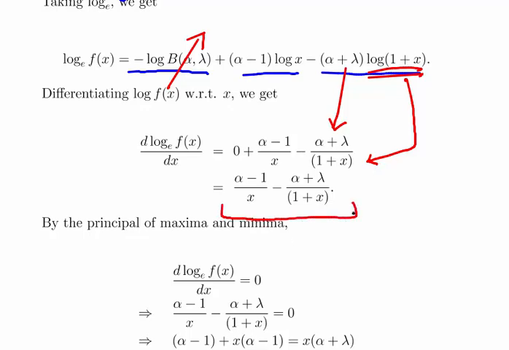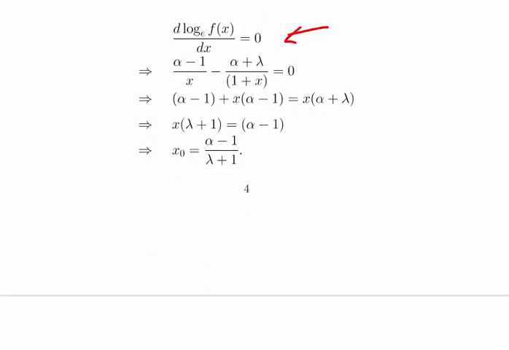Now, what we're going to do is let that equal 0. If we're trying to find the maximum, we let the derivative equal 0 and solve for x. So alpha minus 1 over x minus alpha plus lambda over 1 plus x equals 0. What we can do there is just bring them to both sides of the equation: alpha minus 1 over x equals alpha plus lambda over 1 plus x.